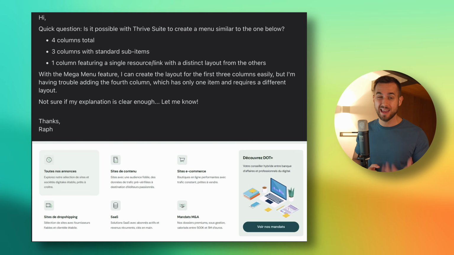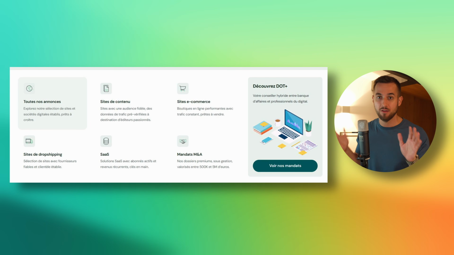Rafael on our Facebook group was wondering whether you could create a mega menu with Thrive Architect and Thrive Theme Builder, like the one showing up on screen. One in which you have 4 columns, for which 3 of them are standard with regular sub-items, and the 4th one featuring a single resource or link with a distinct layout from the other columns. Yes, you can, with a little bit of creativity and imagination.